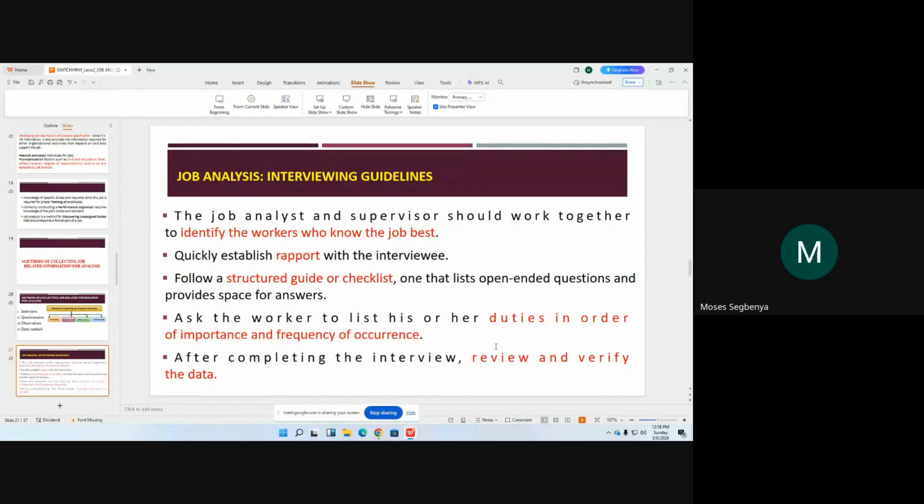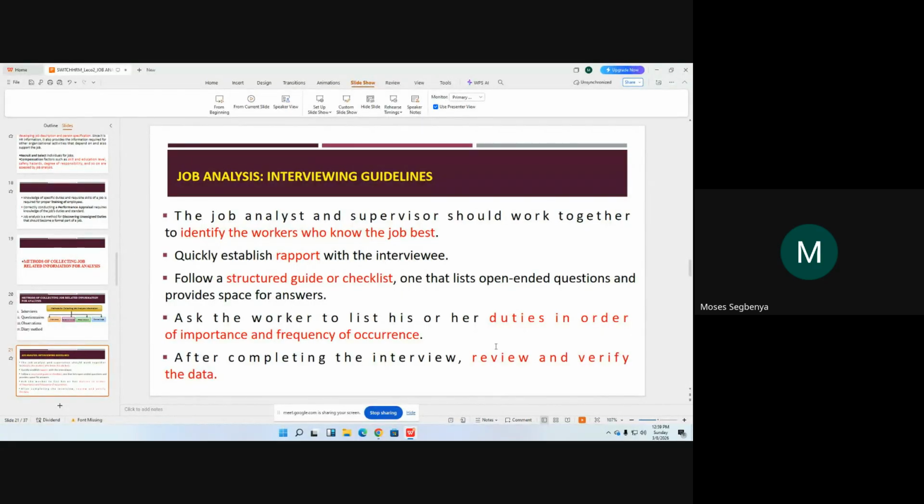So some people are not interested in skill and talent. Their expertise is determining the relative worth of jobs in an organization. So they are called job analysts. So the job analyst and the supervisor can work together to identify the workers who know the job best. And they quickly establish rapport with such people and engage them in discussion.